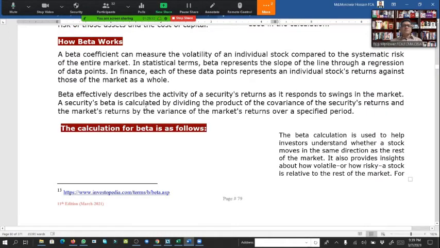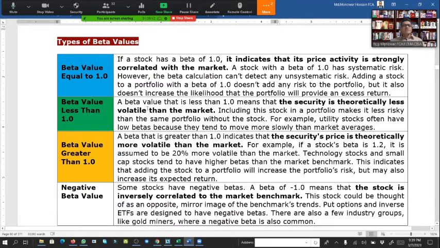We will get it. So here we have some different types of beta: beta value equal to 1, beta value less than 1, beta value greater than 1, and negative beta value.